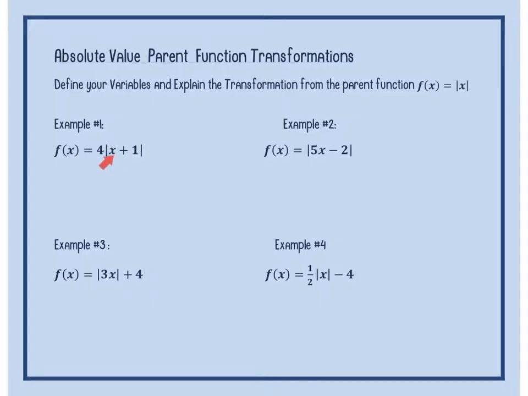Inside the absolute value with the x is your h value, and we're always going to change the sign, so h is a negative 1, and this graph is going to the left 1.